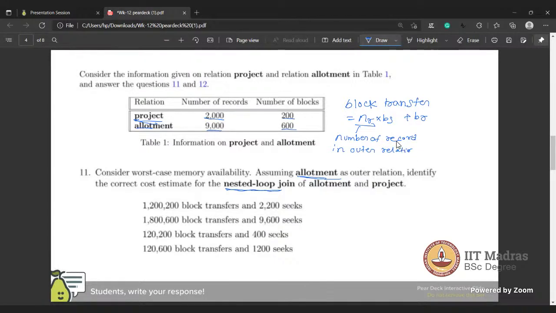Okay, so what is this? Blocks for the inner relation. Number of blocks in a relation. And this is the number of blocks in the relation.